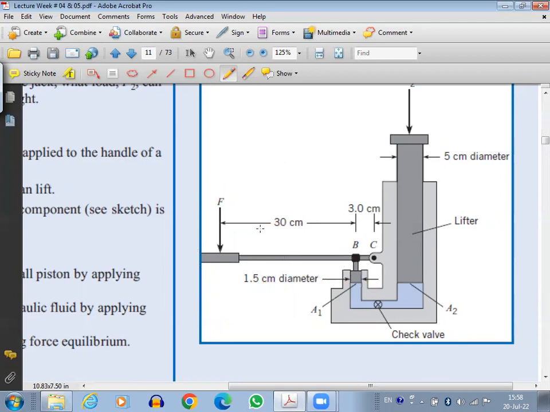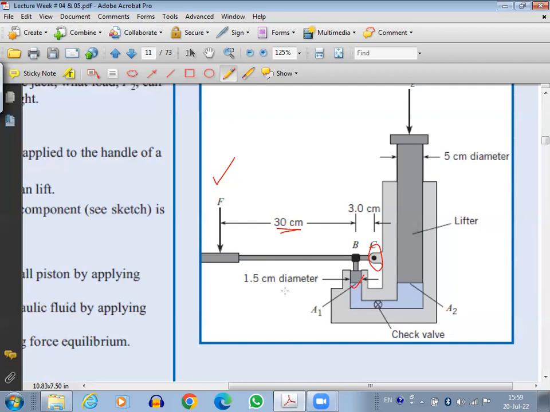So here, for this hydraulic jack, the lever is 30 centimeter. In the case of the lever, we have a fulcrum, a load and an effort. Effort will be applied here, the load will be here, and this will be the fulcrum point. So in this case, 30 centimeter is between the effort and the load, and between the load and the fulcrum, it is 3 centimeter.